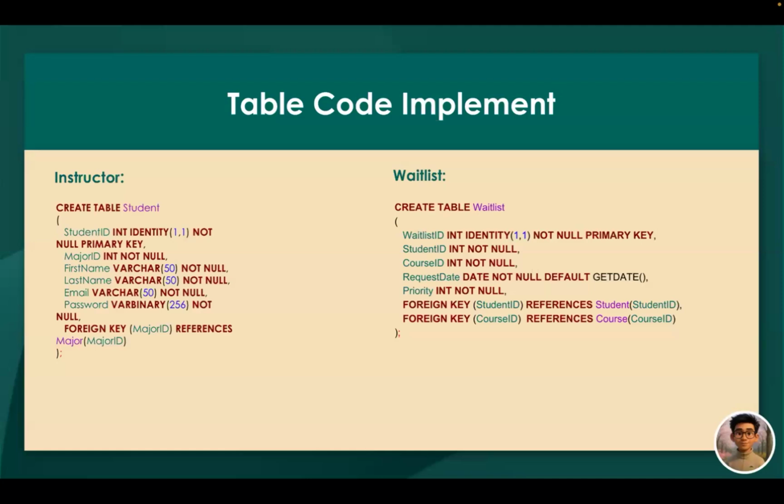So we also have the instructor table, pretty straightforward. This keeps track of all the faculty members and which departments they belong to. Finally, we have the waitlist table. Anyone who has been to college knows the frustration of trying to get into a full class. Our waitlist system manages the queue for the students waiting to get into the popular courses.